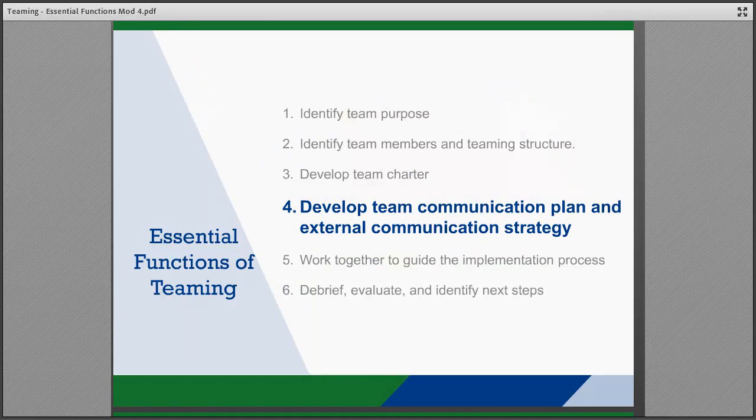In this module, we're going to break down the 4th function in teaming for the change and implementation process: develop a team communication plan and external communication strategy. Remember, at this point, a team has already identified the team purpose, team members, and teaming structure, as well as developed a team charter. In this video, we will talk about developing the team communication plan and external communication strategy before moving on to working together to guide the implementation process and then debrief, evaluate, and identify next steps. Let's get started.